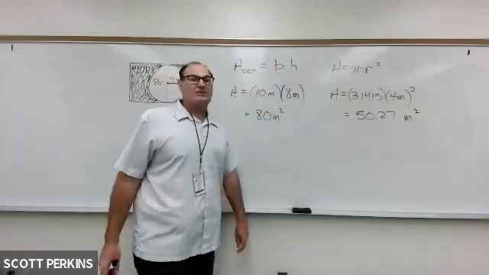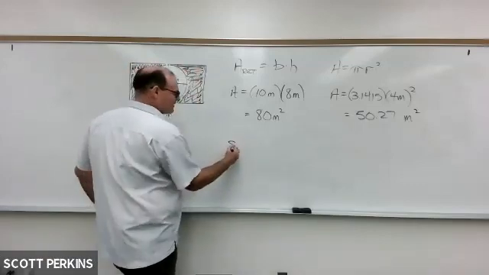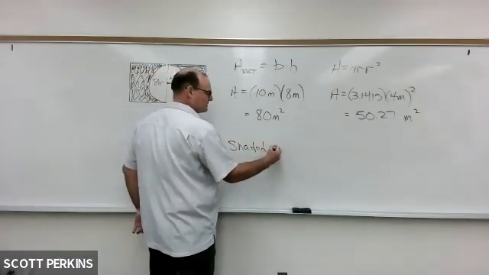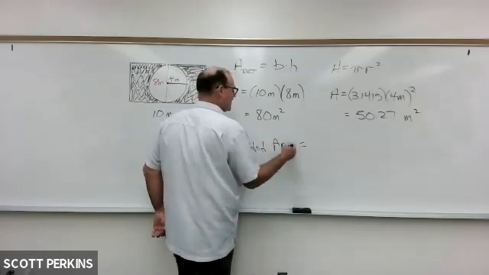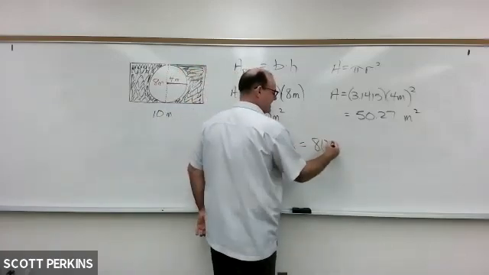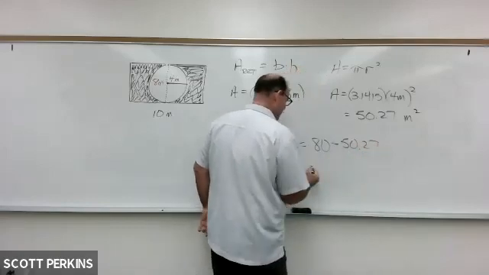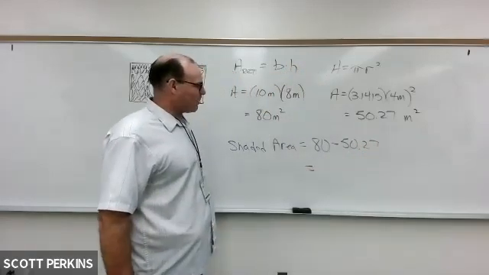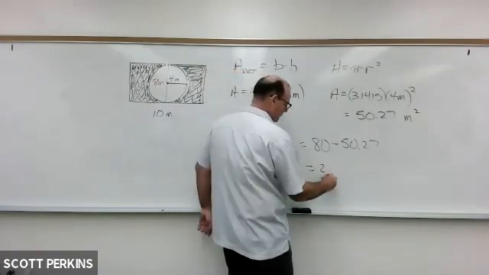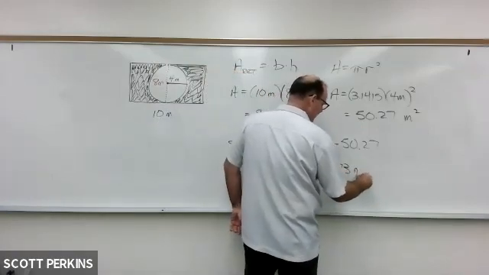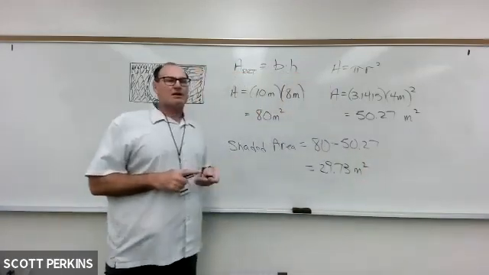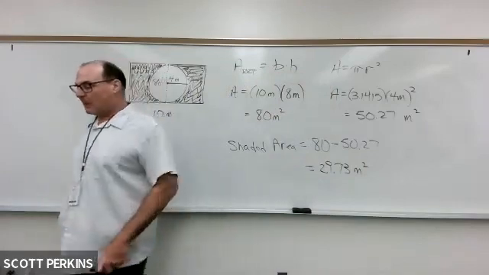And now the thing that I do to figure out the shaded area, just making that note for your notes: the shaded area becomes the area of the rectangle, which is 80, minus the area of the circle, which is 50.27. And what is that? That's 29 point something, 29.73 meters squared.